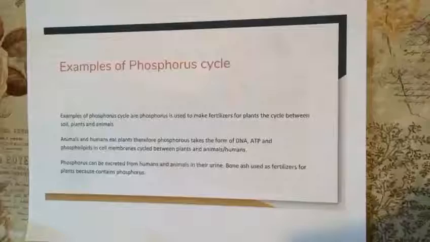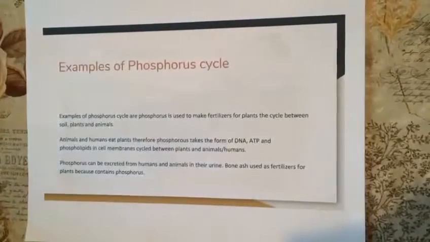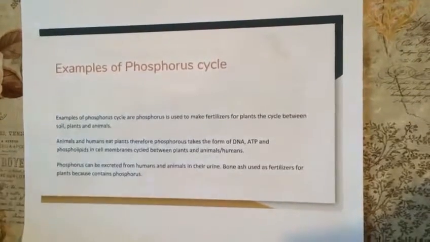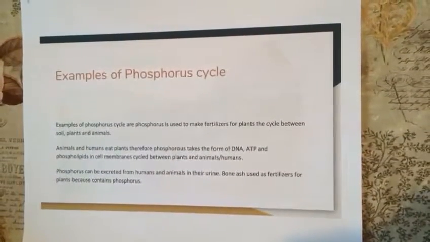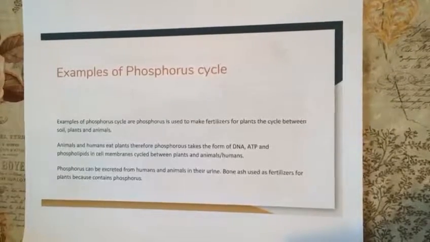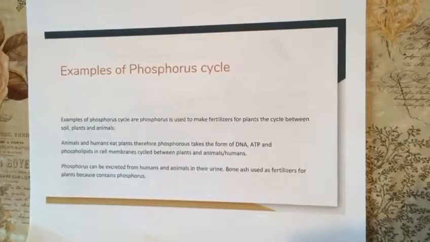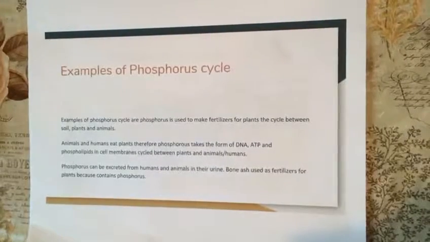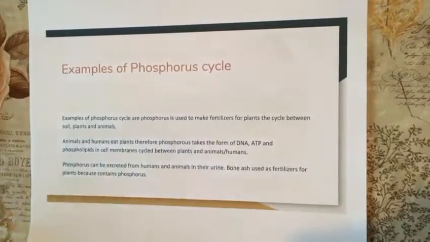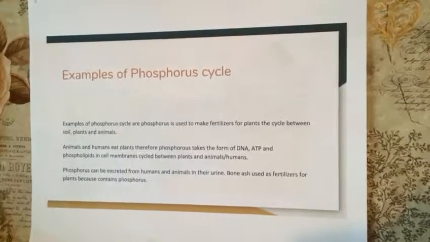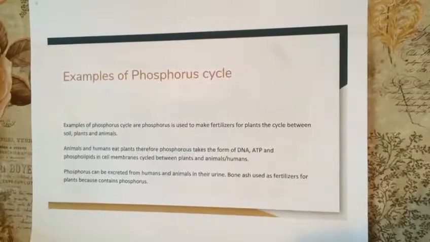Example of the phosphorus cycle. Phosphorus is used to make fertilizers, which cycle between soil, plants, and animals. Phosphorus takes the form of DNA or ATP, which is cycled between humans or animals and plants. It is contained in the urine of animals and humans, which cycles between the soil, plants, and back to humans.